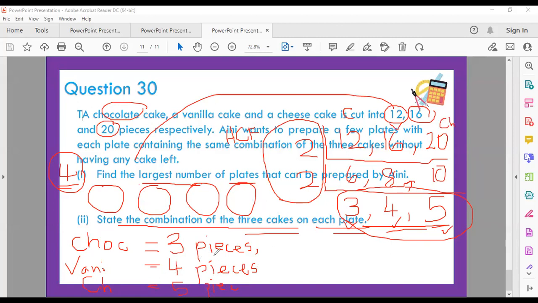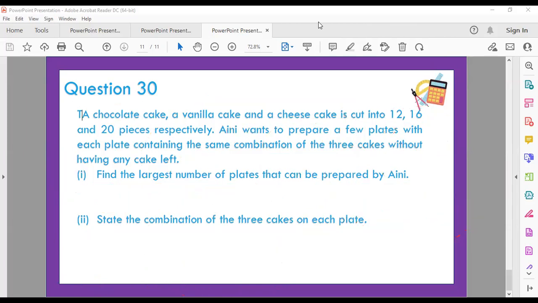Do you understand? You go back home, take paper, take 3 different colored papers, and cut them into 12, 16, and 20 pieces. Then you get 4 paper plates and arrange them, and you will see this combination will be the one. If you put 3 pieces of chocolate, 4 pieces of vanilla, and 5 pieces of cheesecake on every plate, all your cake is gone, already clean, and you won't have any cake left. Do you understand now? All right, that's it. Our question 30. All right, stop recording.